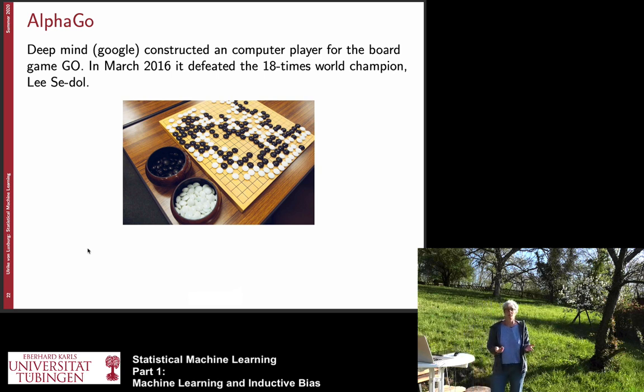One last thing I want to mention is AlphaGo. Many of you might have heard about it. Chess is an old game which was solved by computers already in 1996. At that time there was a computer which was able to beat the world champion, the world leader in chess playing at that time, Garry Kasparov.